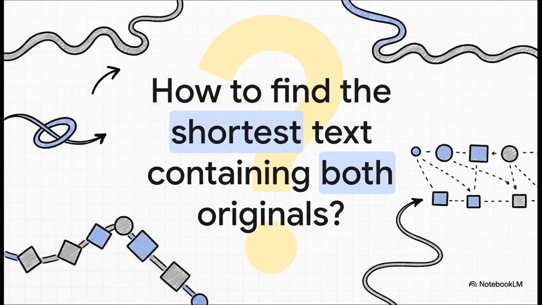All right, I want to leave you with one final brain teaser. We have totally mastered finding the longest pattern the 2 strings share. So what if we flip the problem on its head? How would you find the shortest possible string that contains both of our original strings as subsequences?